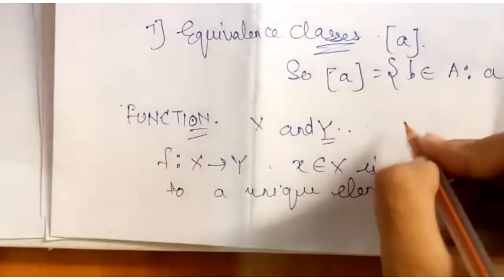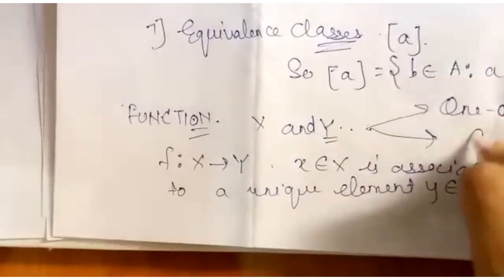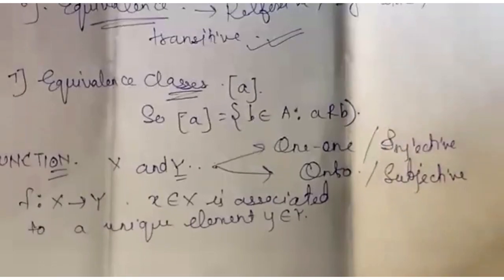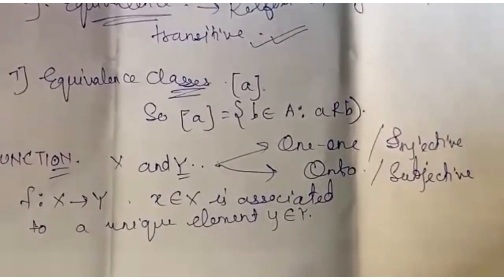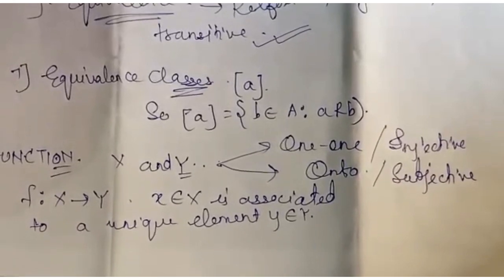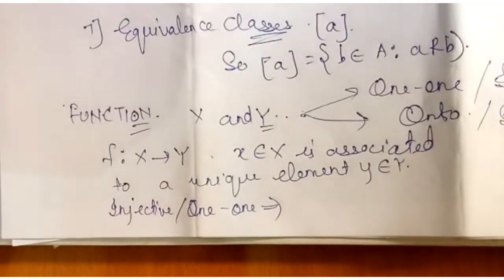So there are types, okay. One is one-one and the other is onto. This is also known as injective, and onto is known as surjective. Now how will you define injective? An injective function is one where the images of distinct elements of x under f are distinct.